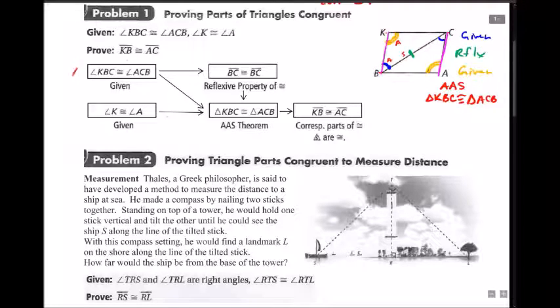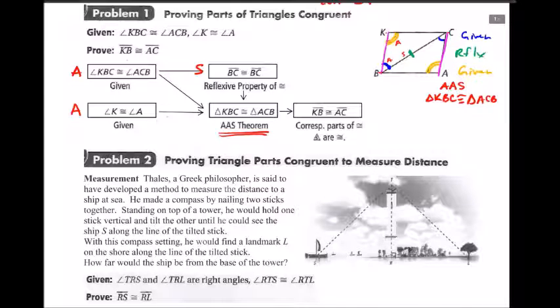So we need an angle. We said our first angle was given. That's our blue angle. And then we need another angle. That's our second angle. It was given. And we need a side. We use the reflexive property of congruence for that. So we have angle, angle, side. And what that lets us do is make our triangles congruent. We use the angle, angle, side theorem to make our triangles congruent. This is exactly what we did in 4.2 and 4.3.